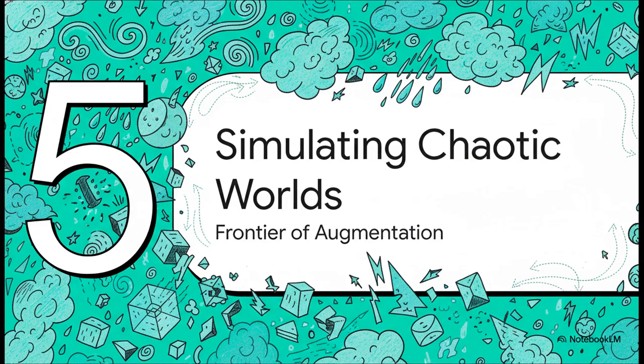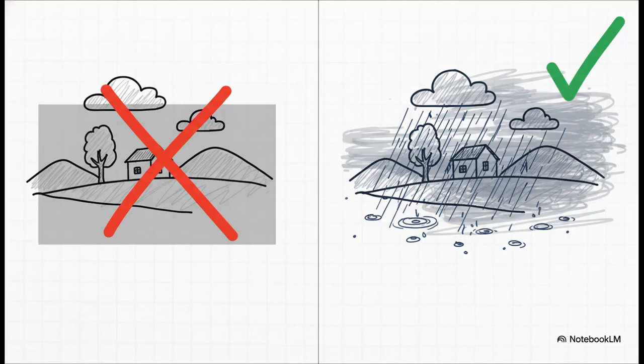So we've manipulated light, we've bent geometry. But what about the really hard stuff? What about simulating the very air that the light is traveling through? Well, welcome to the true frontier of augmentation, simulating the chaotic, physics-based effects of the world around us. I mean, simulating something like rain or fog is incredibly difficult. You can't just slap a gray filter on a picture and call it fog. That's not how it works.